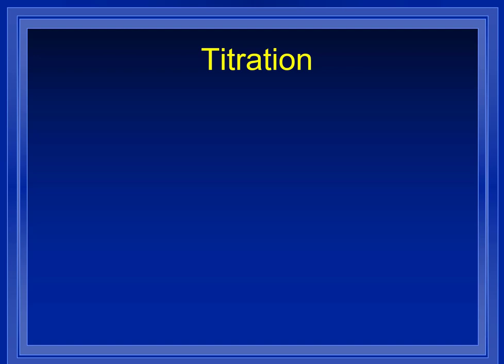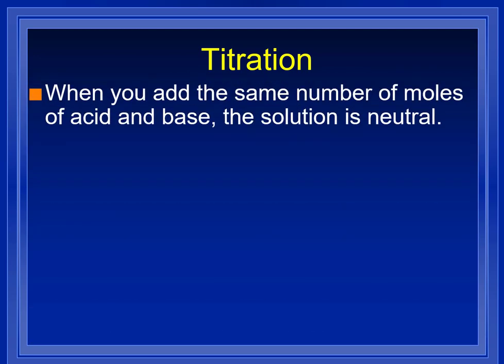Okay, so when you add the same number of moles of acid and base, the solution is neutral. That's because H plus and OH minus make water. So if my acid adds the H plus, if my base adds the OH minus, if I add them equally, I don't have any of those left over, and I've got a neutral solution.